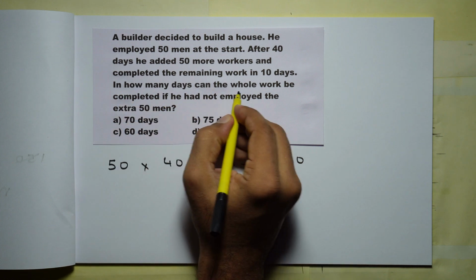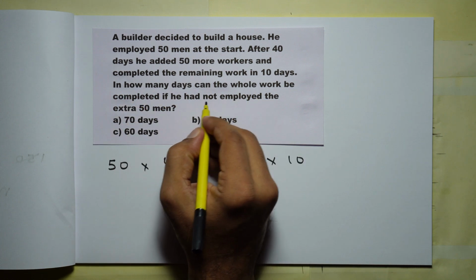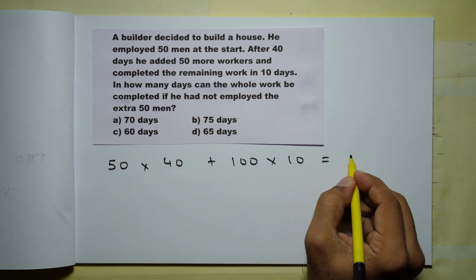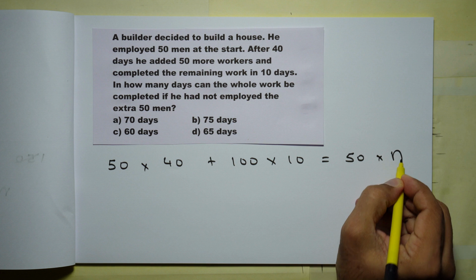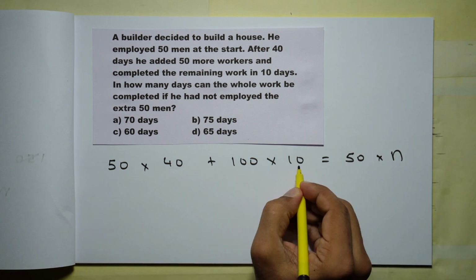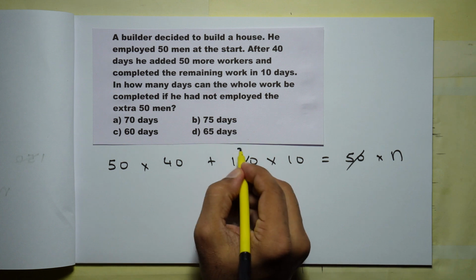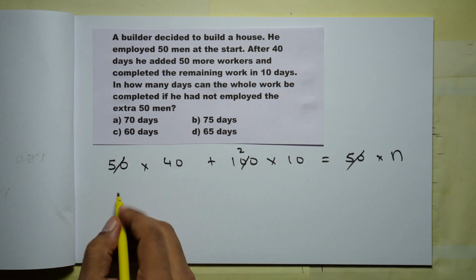In how many days can the whole work be completed if he had not employed the extra 50 men? So only the original 50 are there. They are going to work for n days to complete the whole work. I'll cancel out the 50s. Here 50 divides 2 times. Here this 50 is gone.